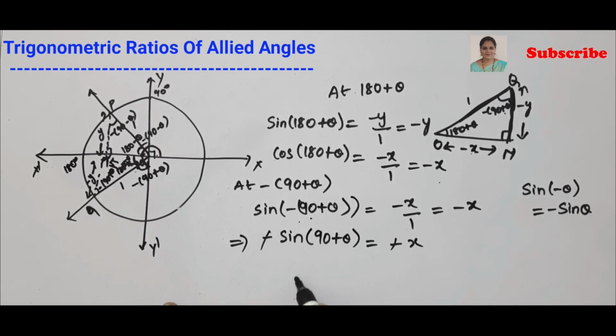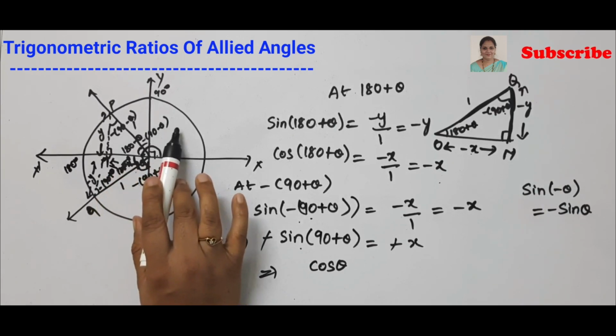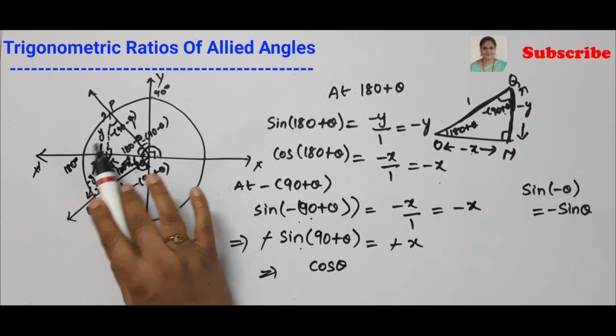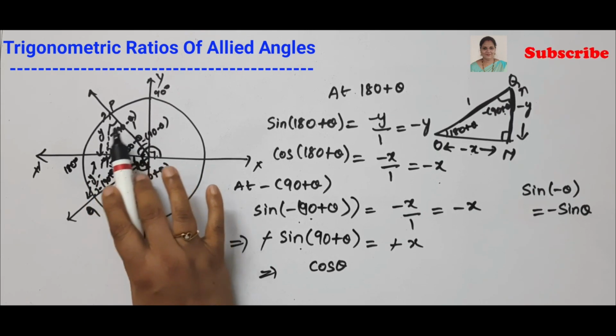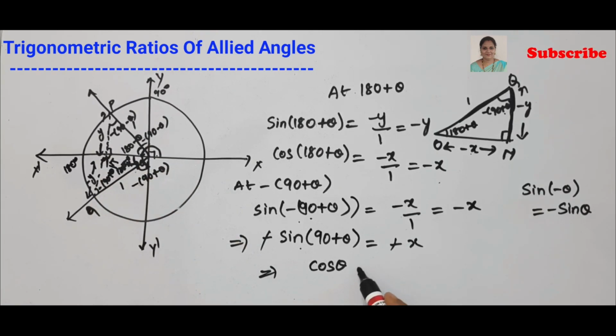Minus minus cancels. So this sine of 90 plus theta, as it is an odd multiple of 90, sine changes to cos. So just write down cos theta, and this 90 plus theta will be in the second quadrant, is it not? Here 90 minus theta, here 90 plus theta. So it will be in the second quadrant. In the second quadrant, sine and cosecant will be positive. So this will be positive. So we will get cos theta is equal to x.